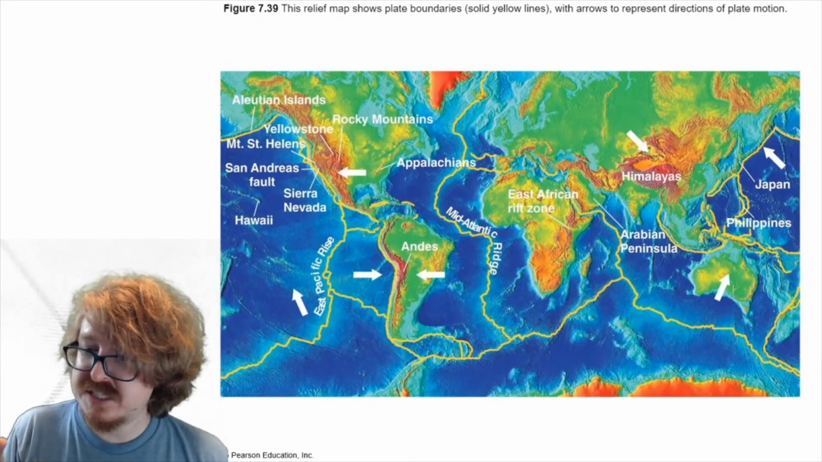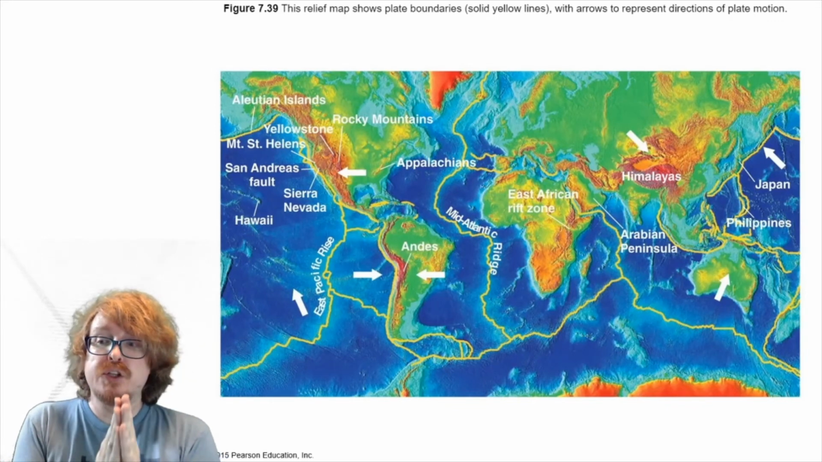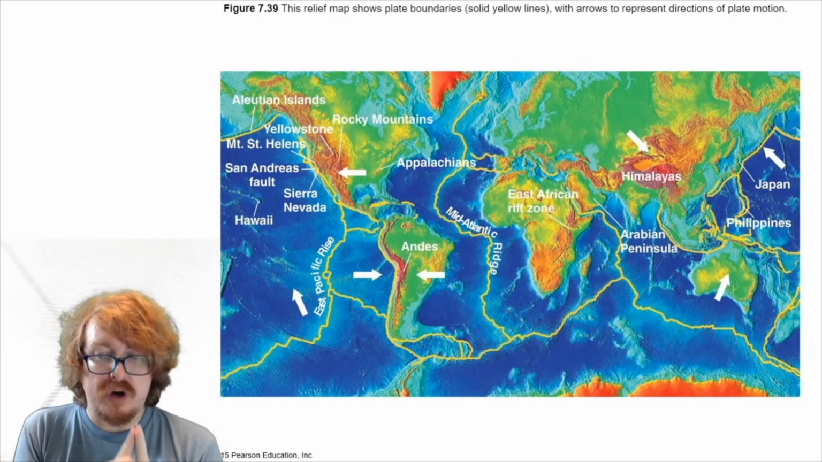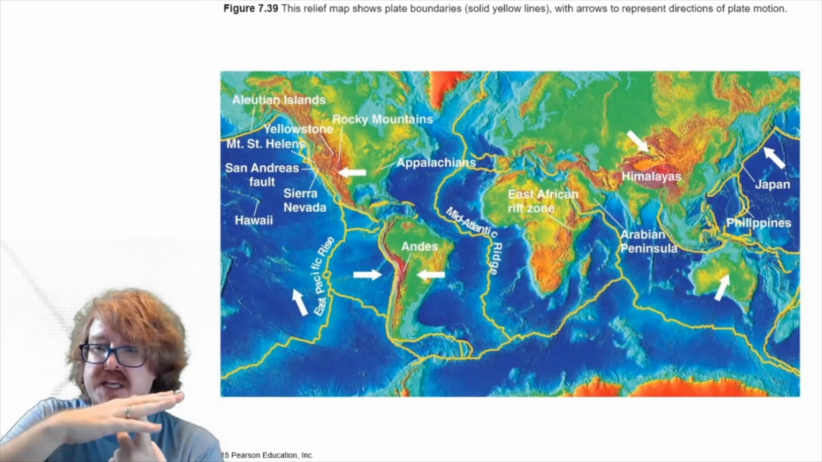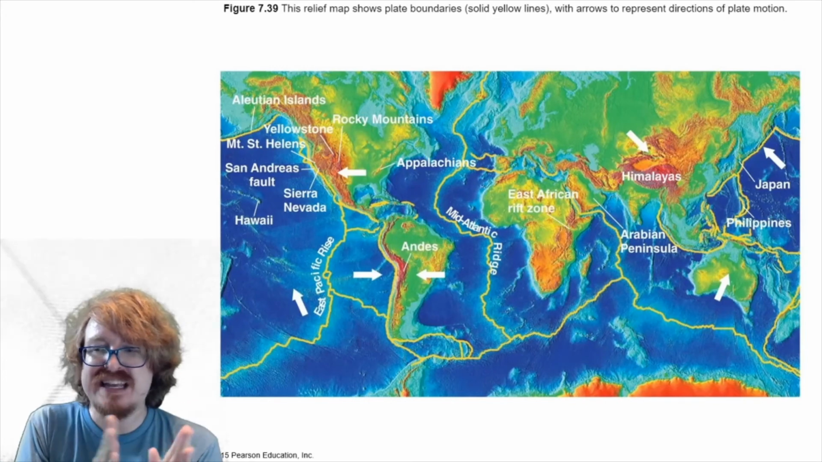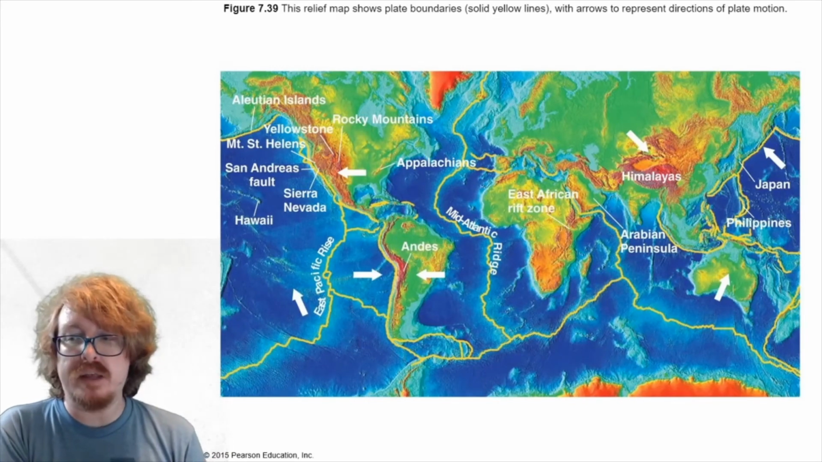Okay, so it looks like you guys are basically getting this. So you can still have individual volcanoes and mountains. Volcanoes can melt their way through pretty much anywhere on the planet. It's just easier to have volcanoes on the edges.